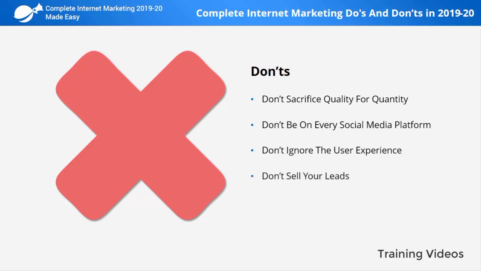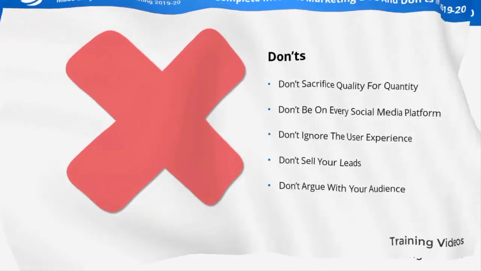Don't sell your leads. It might be tempting to squeeze an extra buck out of your leads by selling their email info, but it's always best to respect the privacy of your customers. Don't argue with your audience. You'll also be tempted to argue with online users when you receive a public complaint on social media or when you come across a negative comment on a content piece. But the best approach is to handle all commentary like a professional, by providing a solution and by acknowledging criticism.